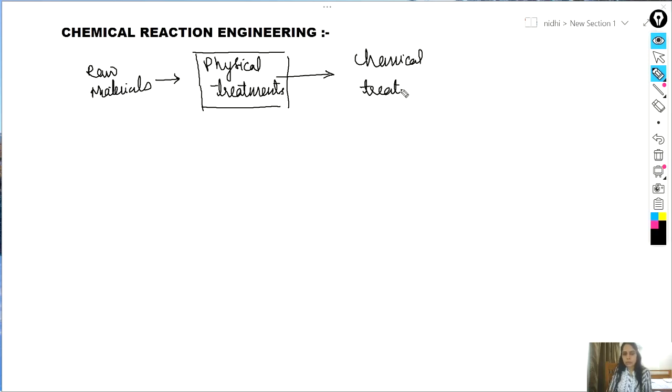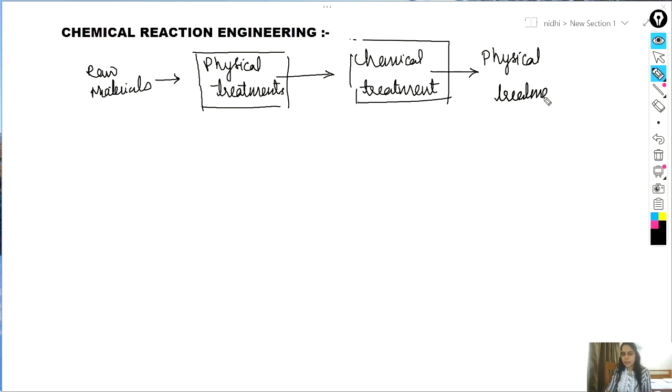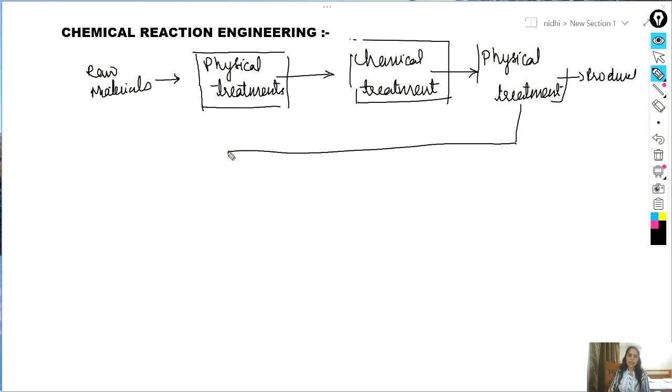Once that material is chemically treated, then again whatever we get from here, we put into the physical treatment, right? And then finally you will get your product. And if some of the material is not treated completely, or it is not converted into the product, again we recycle and it reaches the first step again. A typical chemical process, right?